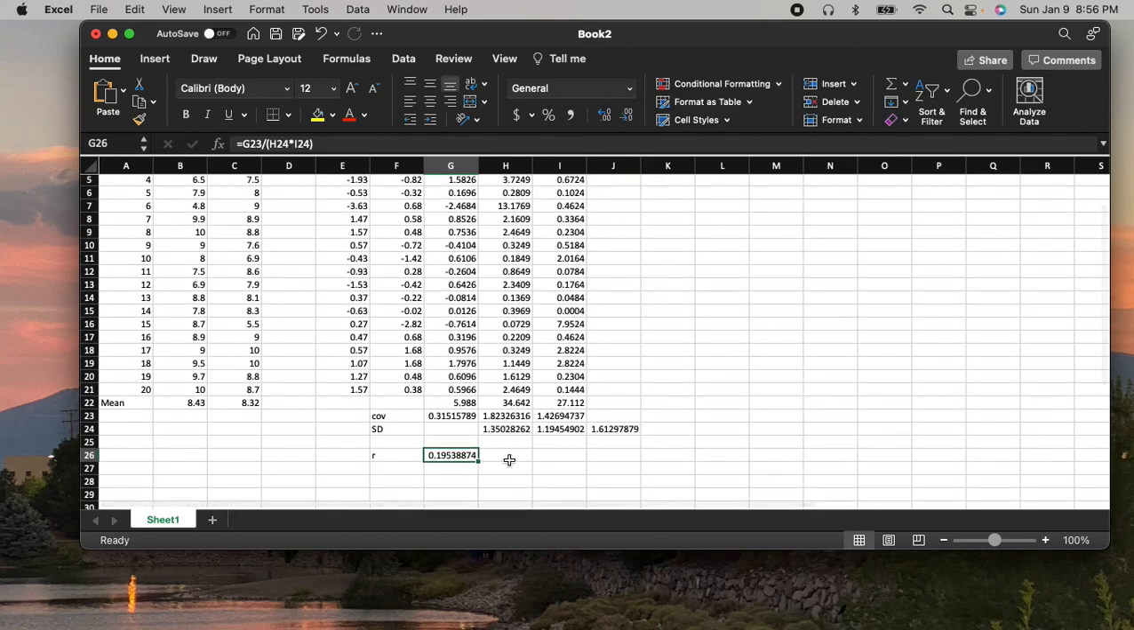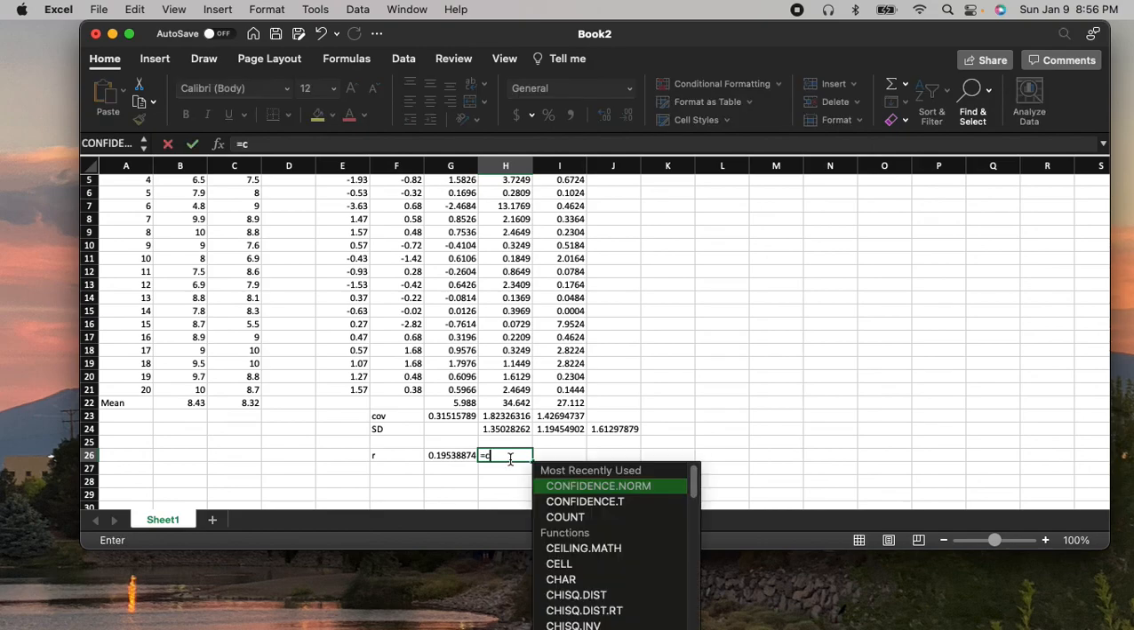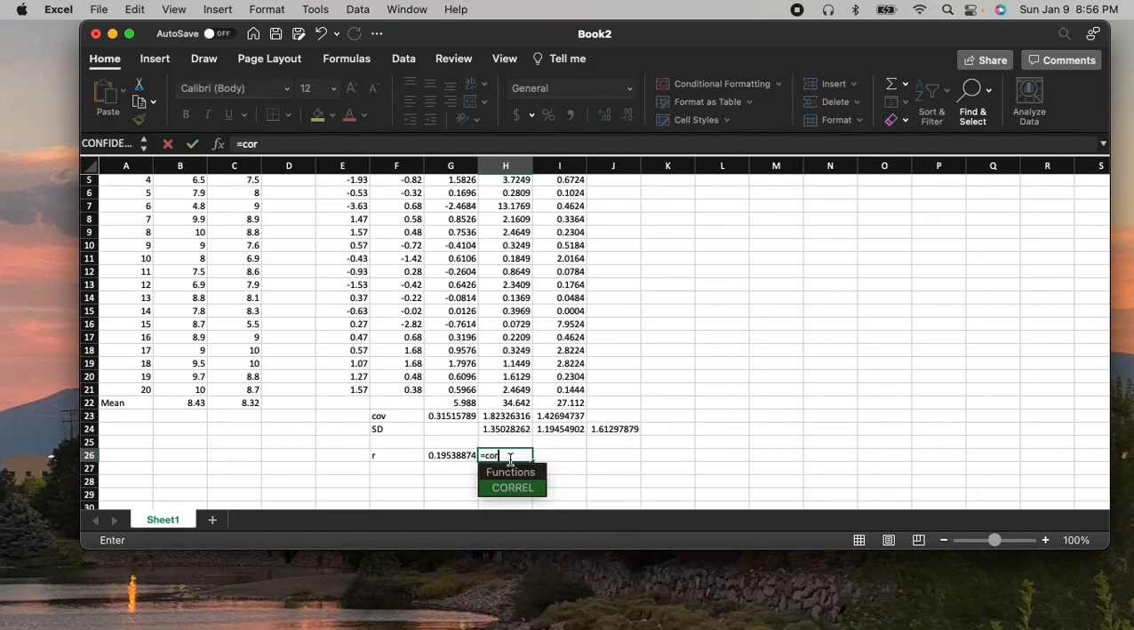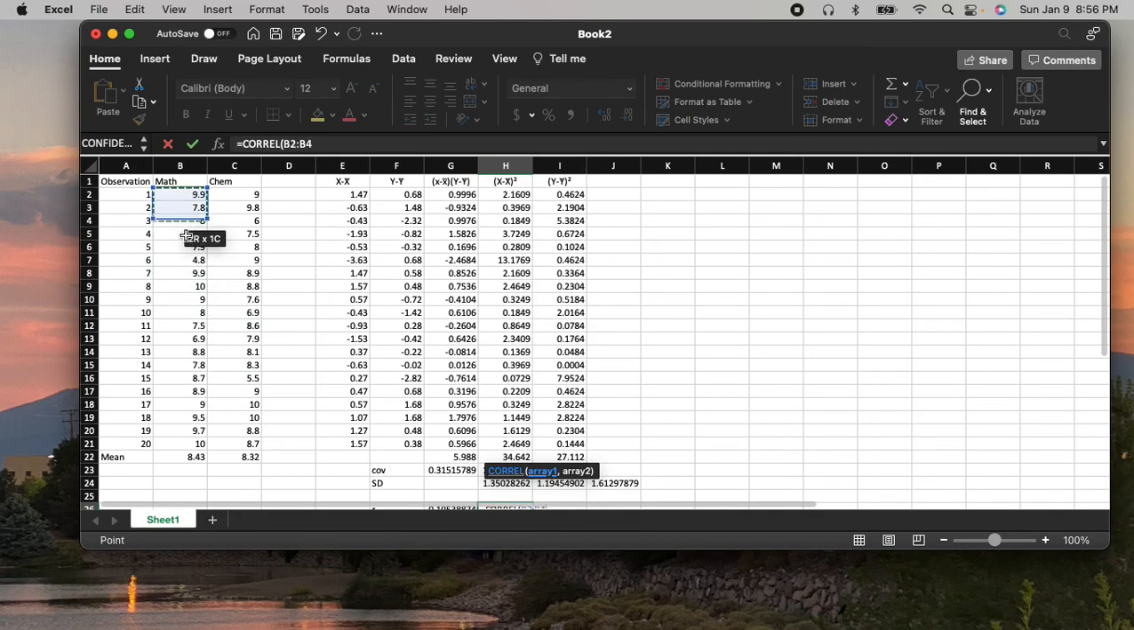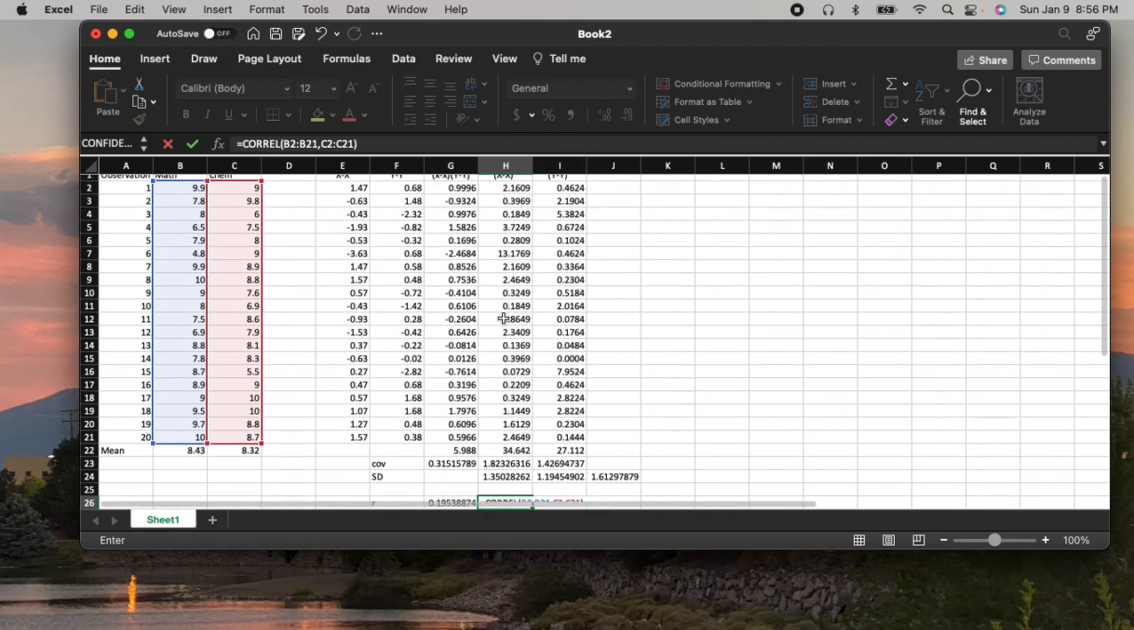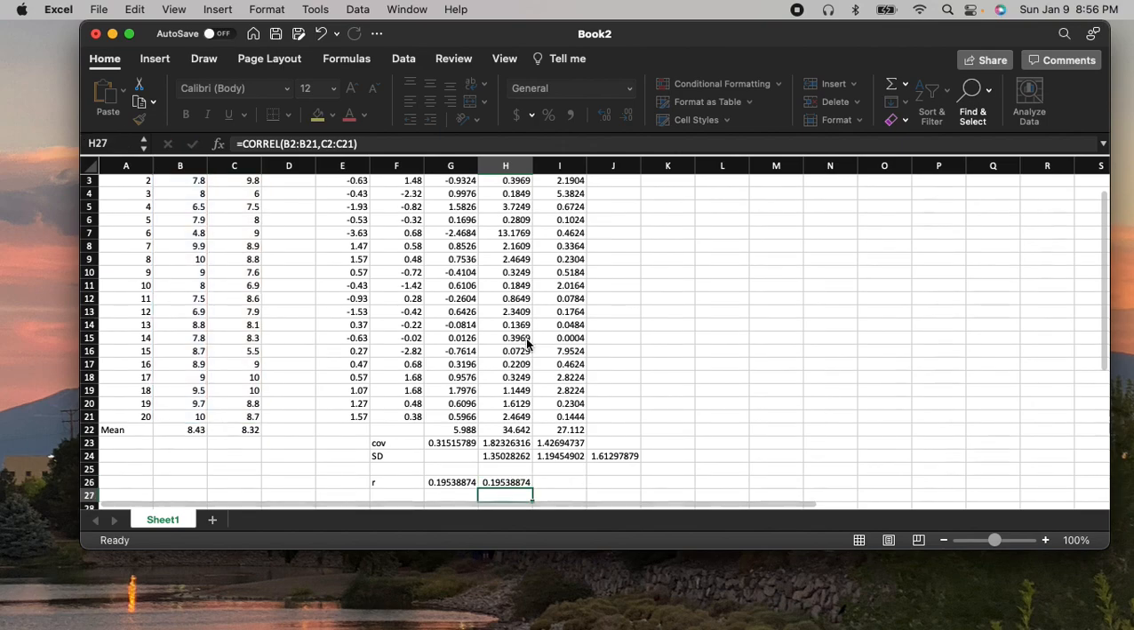Now, a shortcut for this is to use the formula. I can just type equals, and what we're trying to find is the correlation. So just type correl, and here is CORREL. Then I want to find the correlation between math, comma, and then chemistry, and close my parentheses. That should be the same number, and as you can see, it is.